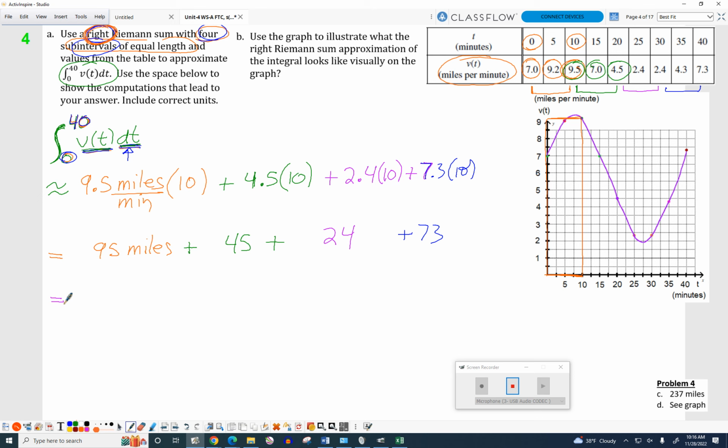I write units along the way just as a check, because what I notice is this. If I take 9.5 miles per minute and multiply by 10 minutes, the minutes divide out, which is what I want, because I want my final answer to be just displacement, simply in miles.